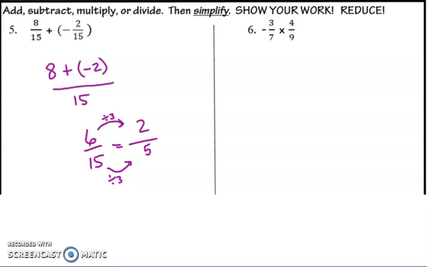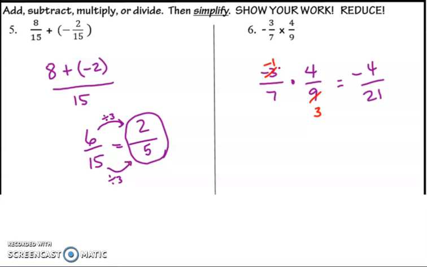Looking at the next one, we know that -3/7, I like to do my reducing first. I know that some of you don't like that, but that's fine. I'm going to do it first. Anyway, 3 goes into 9 three times, and it goes into -3, -1 times. Then we'll get on top -4/21. Let me circle that.